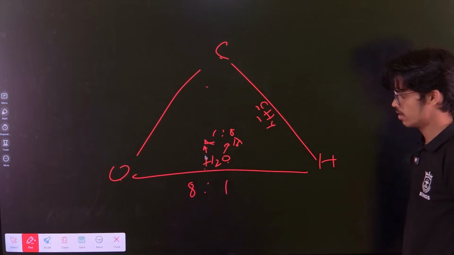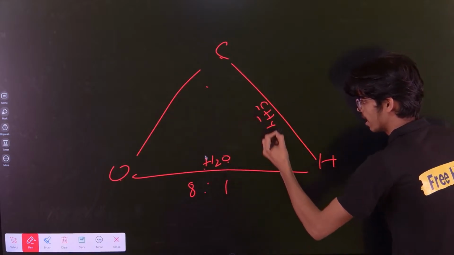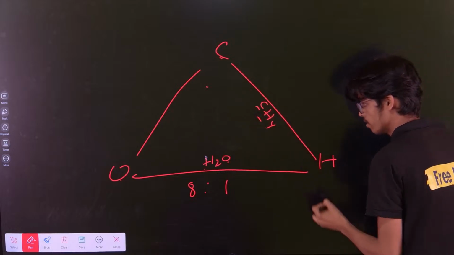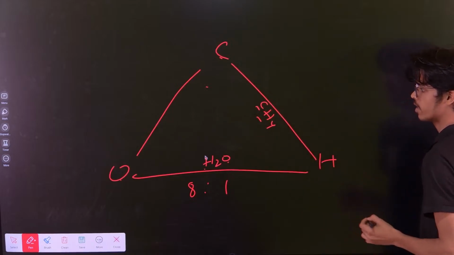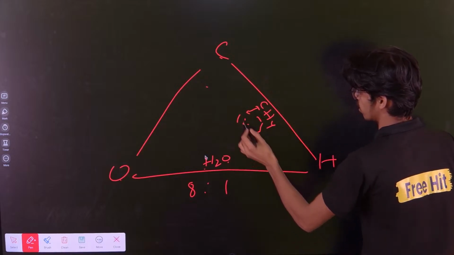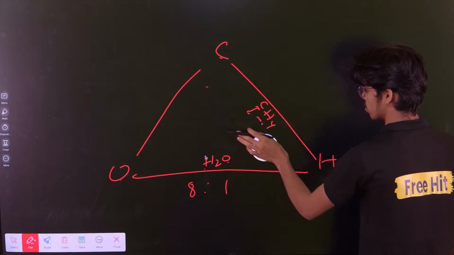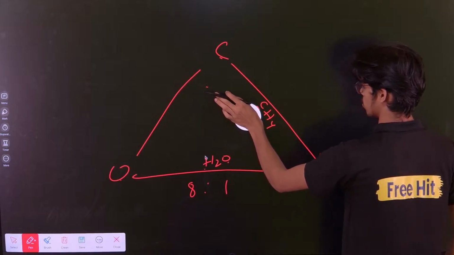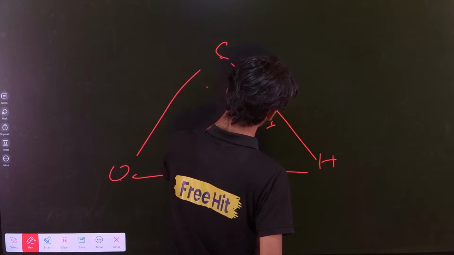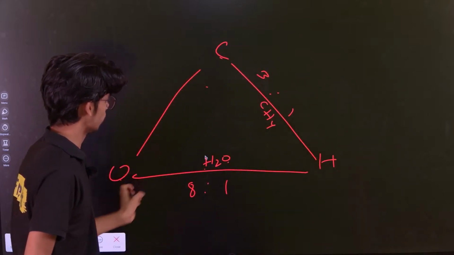Got it? Now again, same thing. Try to do this. For carbon and hydrogen, sir, carbon is 12, hydrogen is 4. So what is the ratio? Sir, carbon is 12 and hydrogen is 4, so the ratio is 3:1, right? Now, form a compound between carbon and oxygen.